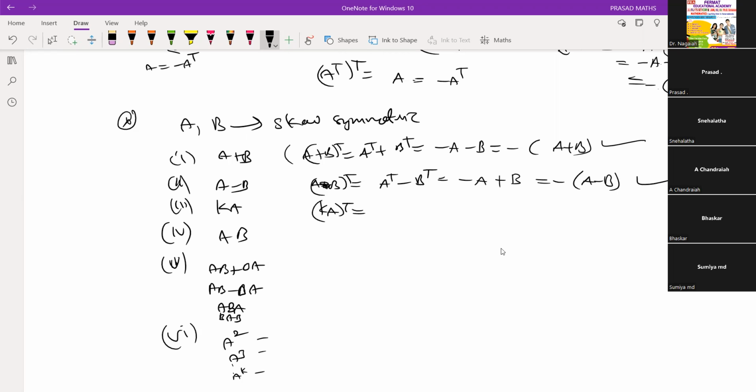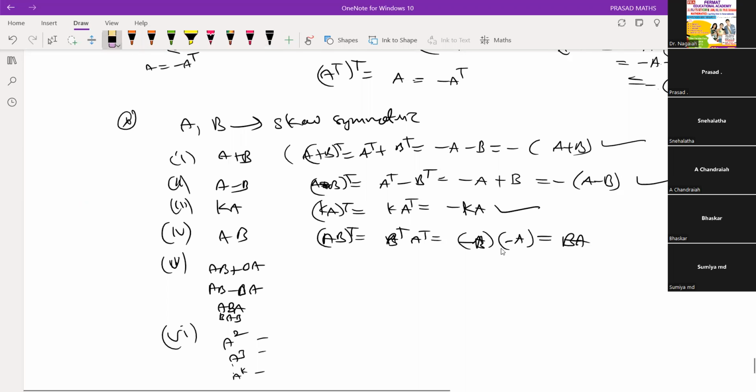K A whole transpose, what is this? K into A transpose. A is skew symmetric. Therefore, minus K into A. This is also skew symmetric. What is AB whole transpose? B transpose into A transpose. That is minus B, minus A. That means BA. Is it clear? This is B into A. Question is, is it equal to minus of AB? Need not be.